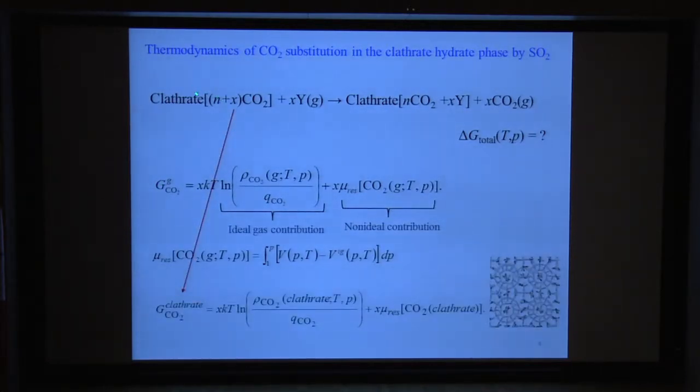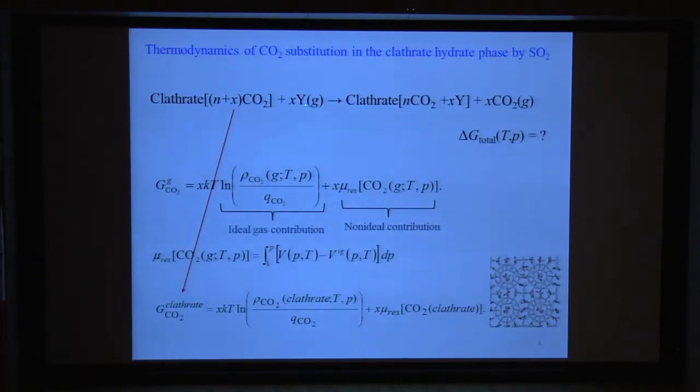Now for the hydrate phase, for the CO2 molecules that are in the hydrate phase, we can write a similar expression for the free energy. We can write this as an ideal gas contribution related to the CO2 moving around in the hydrate phase, plus a residual term, which is related to compressing the CO2 from an ideal gas into the cages of the hydrate. So we have an analogous form for the CO2 in the hydrate phase that's been released.